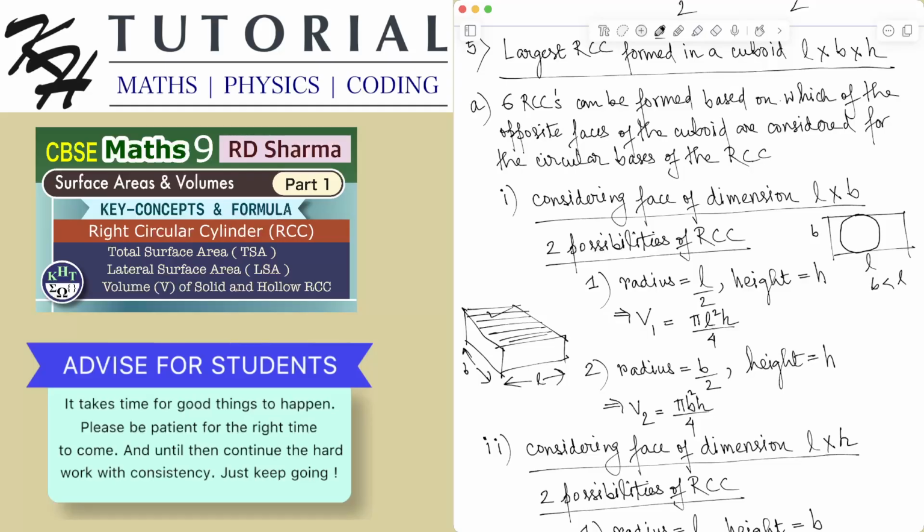So if you consider the face having dimension L by B, then there are 2 possibilities depending on whichever is larger, L or B. So there are 2 possibilities of finding the R, that is the largest circle that can be inscribed in those faces. In the face of dimension L by B, there are 2 possibilities.